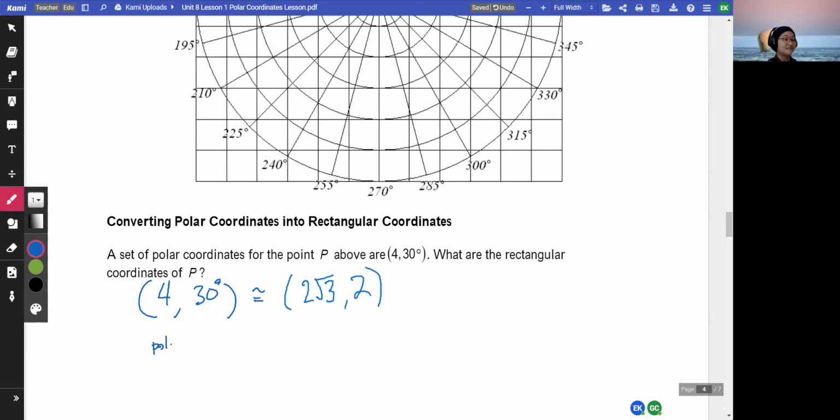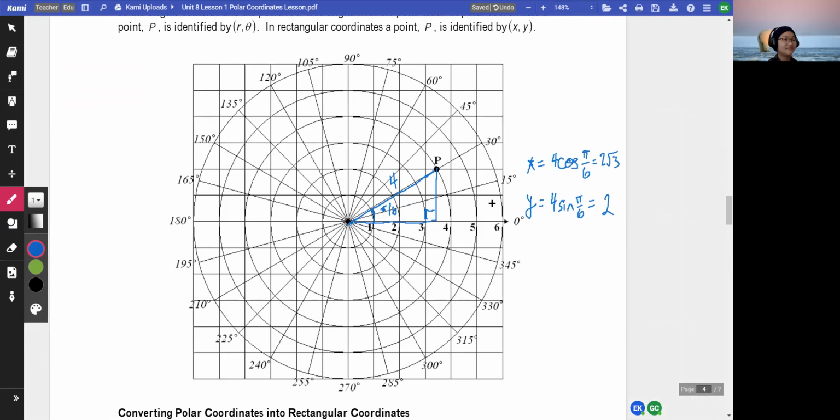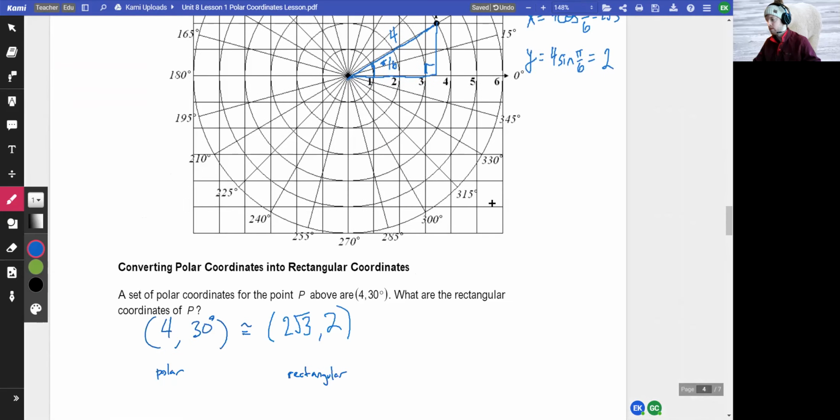Polar. Rectangular. You know, I've been saying Cartesian this entire time. That might not be technically correct. Let's go with rectangular from here on out. Sounds good. Cartesian, Descartes. Cool. All right.